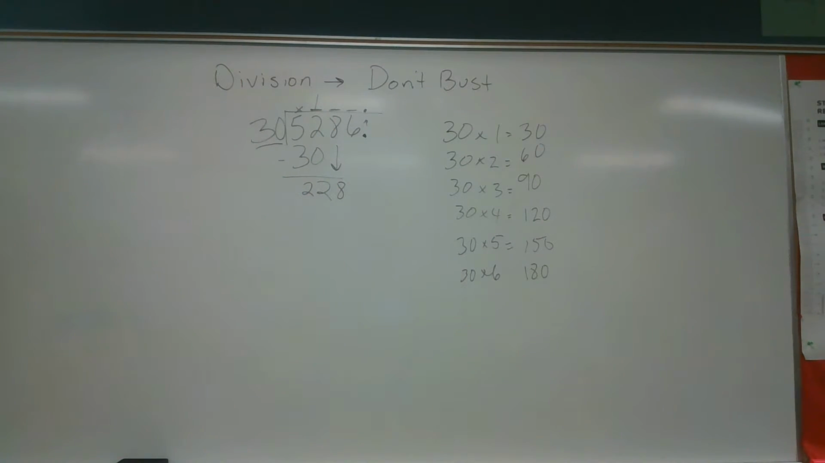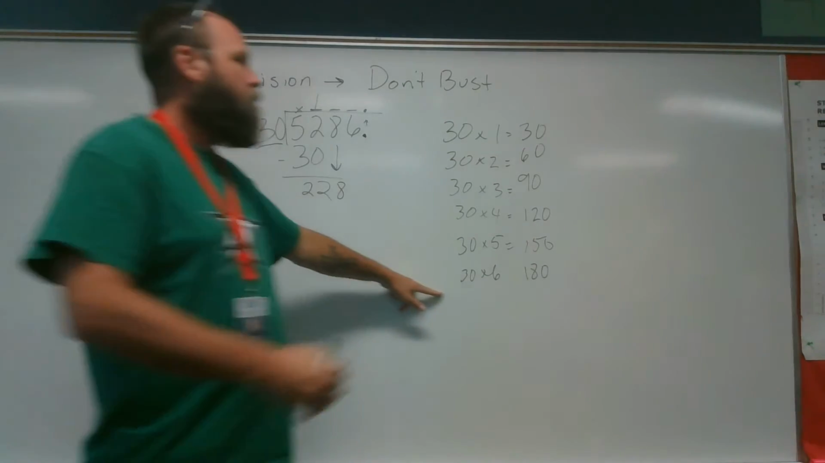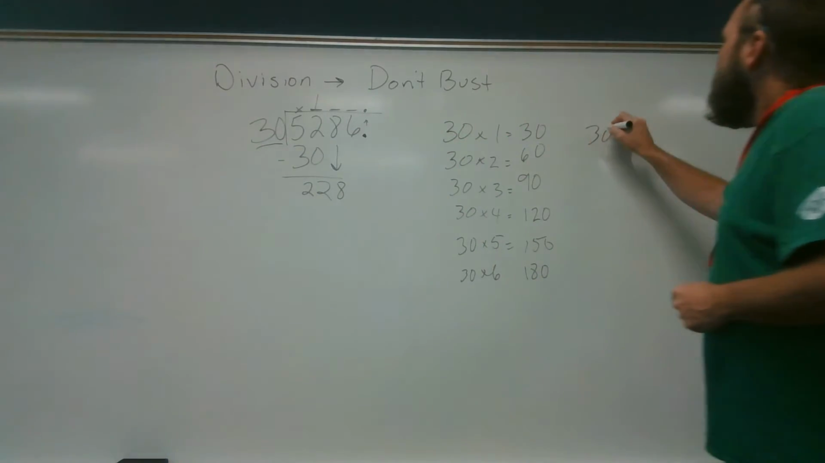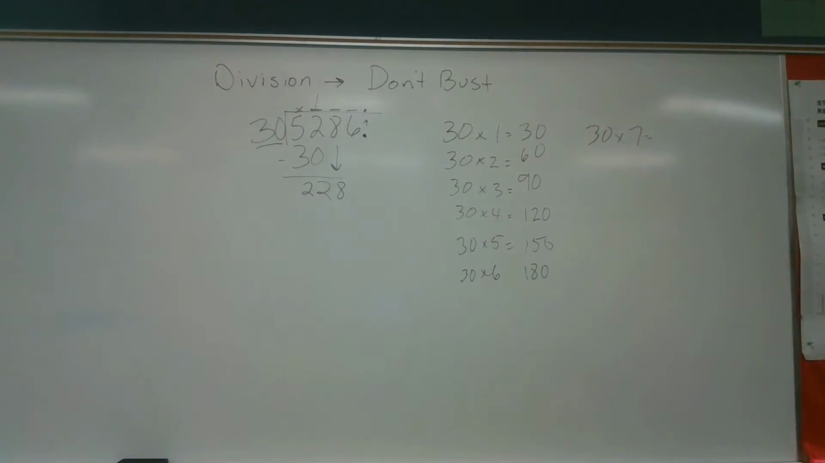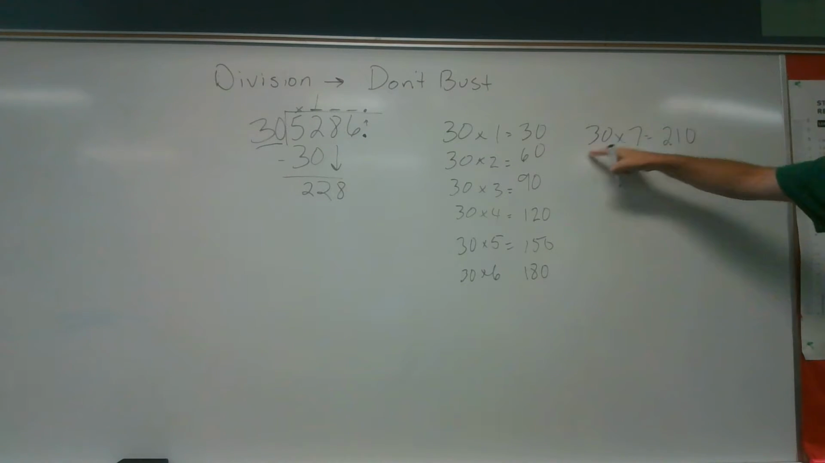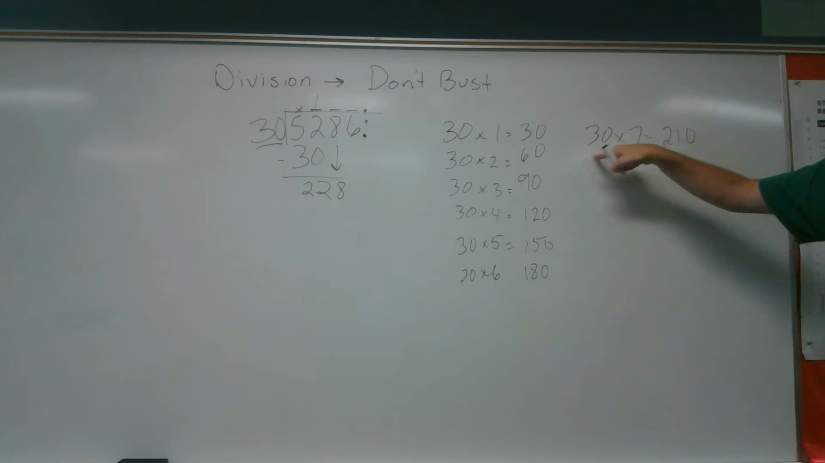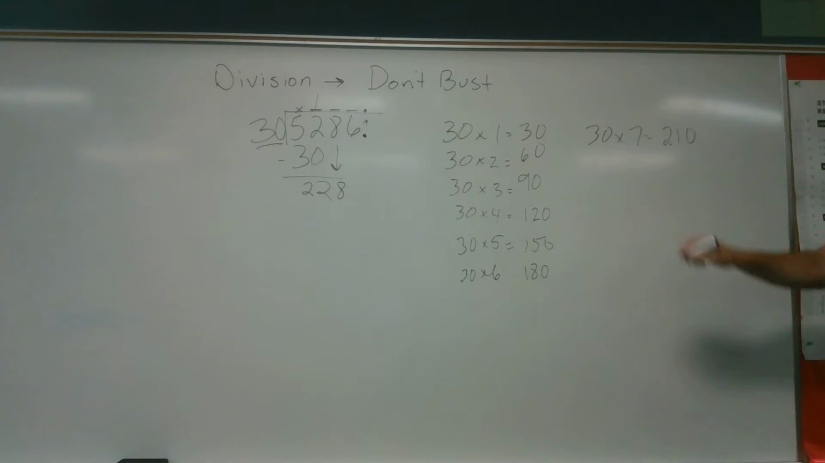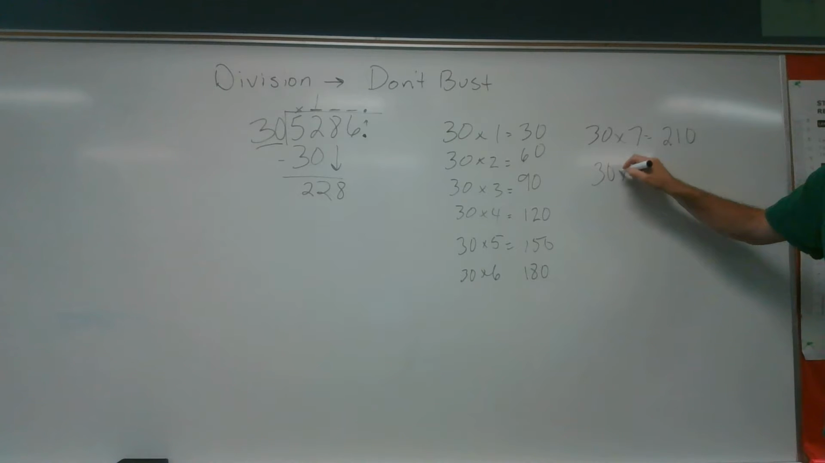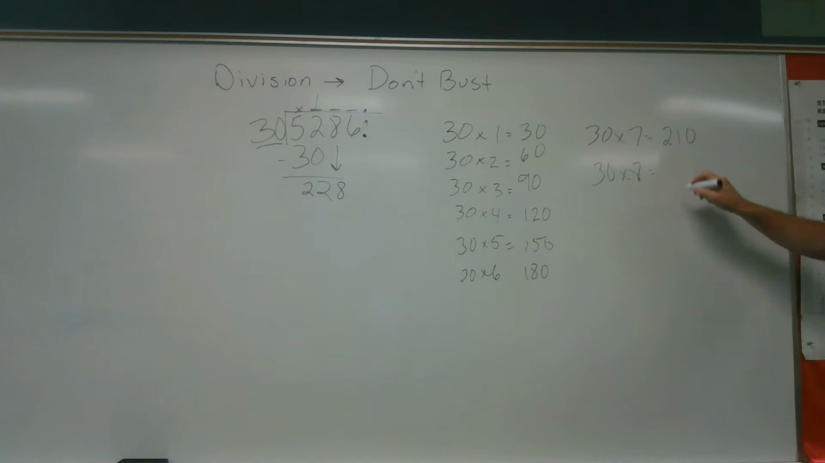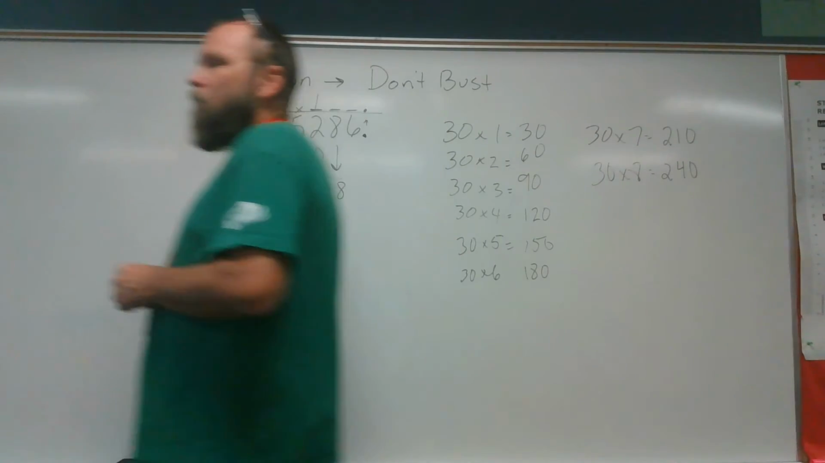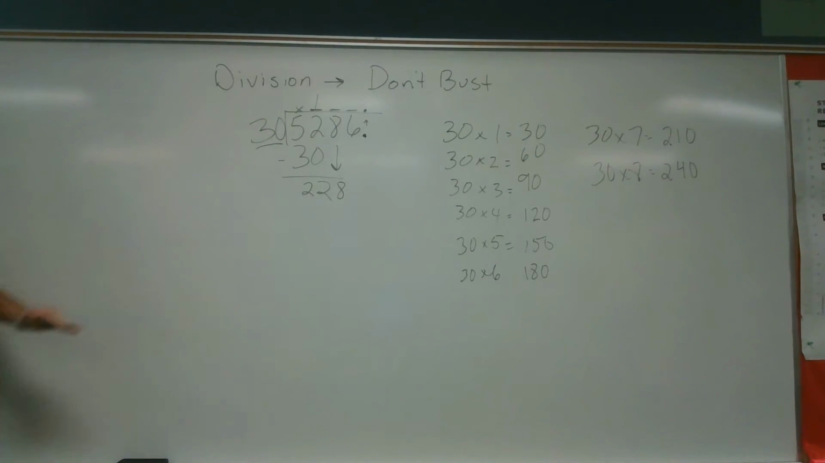And I bring down my next number. 228. Okay, I need to continue with my multiples of 30. 30 times 7 is what? 210. Because 3 times 7 is 21. So 30 times 7 is 210. 30 times 8 is 240. Okay? So what's as close as I can get to 228 without busting, without going over?